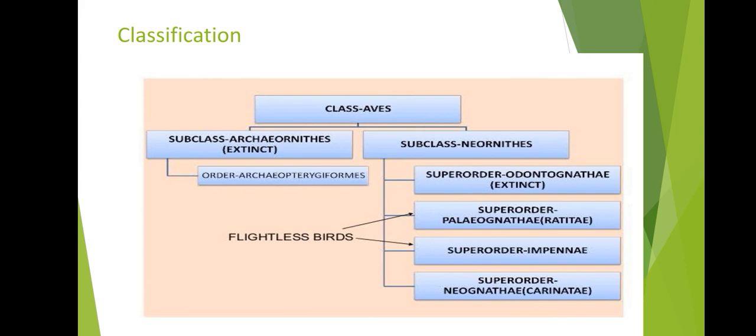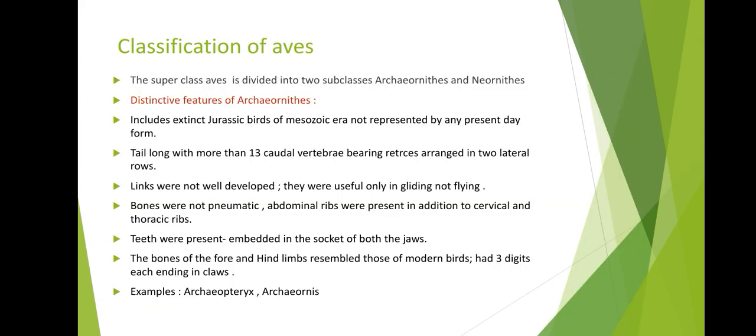Present day modern birds are in the subclass Neornithes, which consists of four superorders: Odontognathae, Paleognathae, Impennae, and Neognathae. The superorders Paleognathae and Impennae are flightless birds. So, the superclass Aves is divided into two subclasses, Archaeornithes and Neornithes.